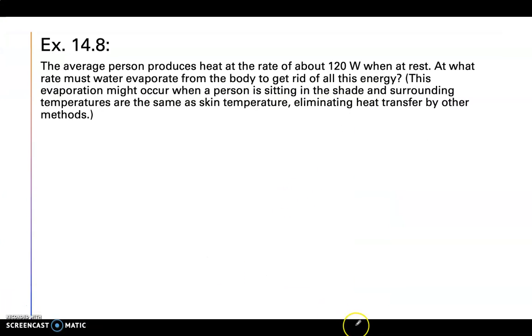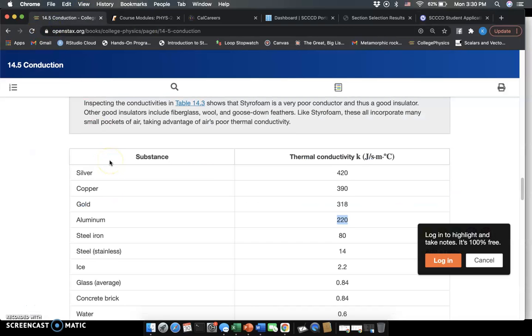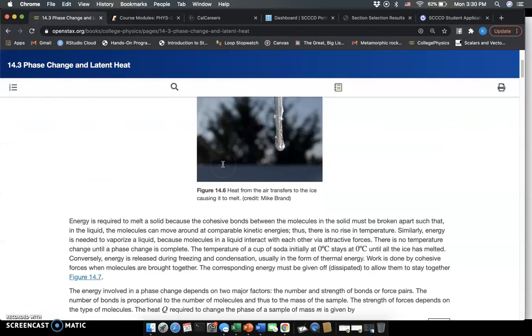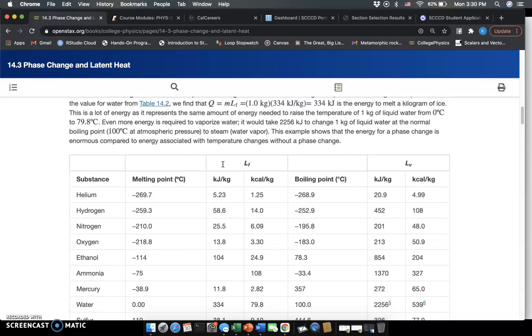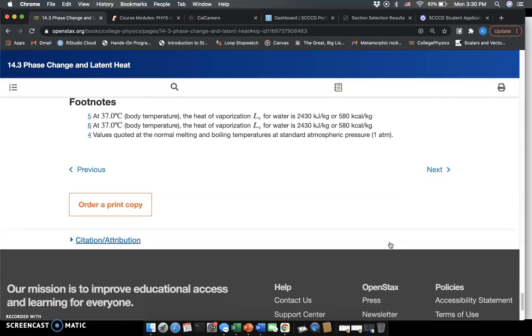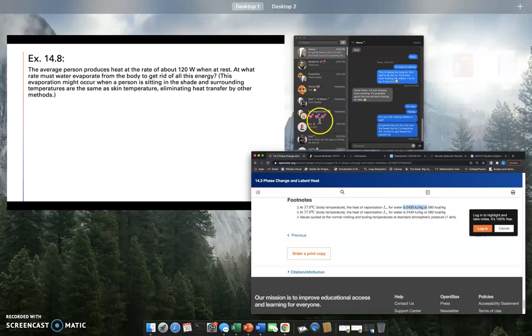So let me go back to latent heat. Is this it? Yes. So for water, the latent heat of vaporization, I'm going to click this button down here, and it's going to tell me for water in the body or at body temperature, it's going to be 2,430 kilojoules per kilogram. Okay, so let me go back here.